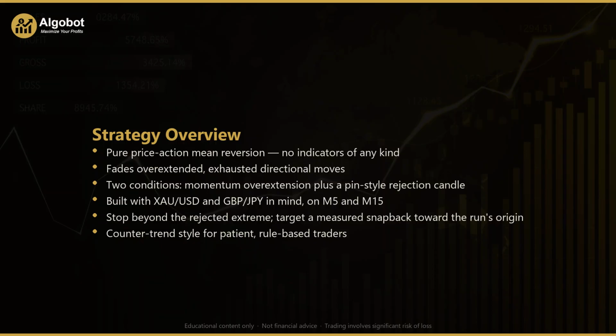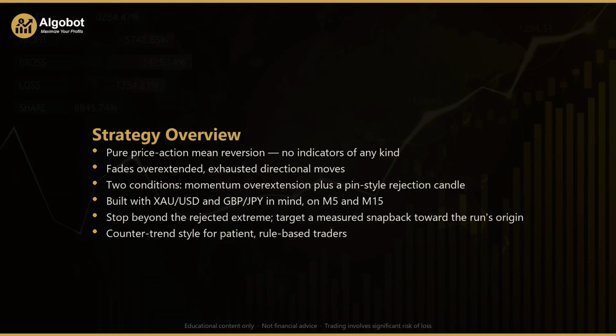The first is context. Has price traveled an unusually large net distance over the last several bars compared to its own recent rhythm? The second is a precise condition. Did the most recently closed candle print a pin-style rejection at a brand new extreme of that move? Only when both line up does the strategy act.